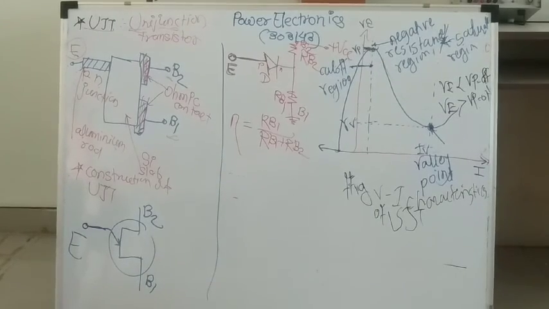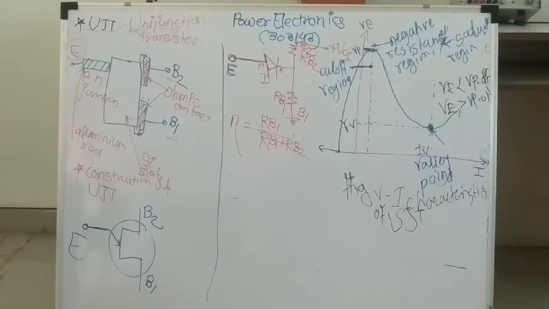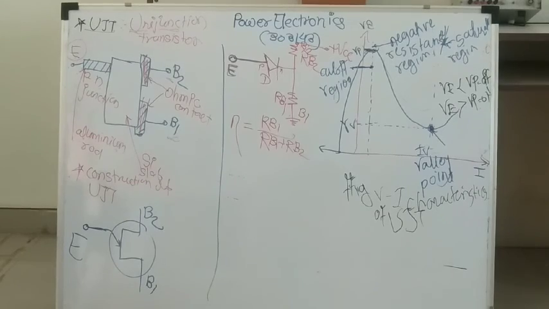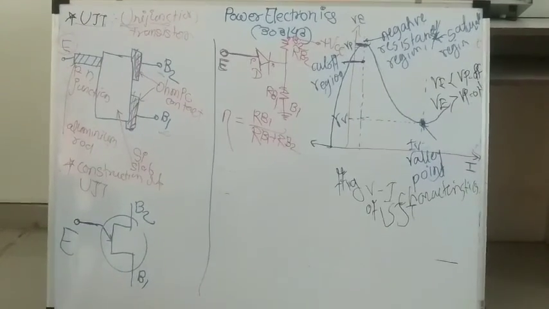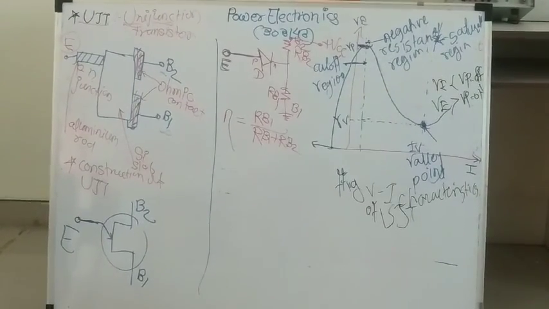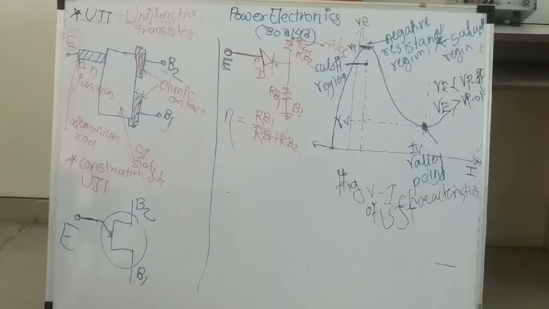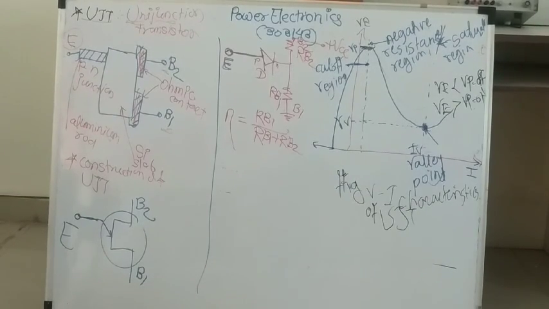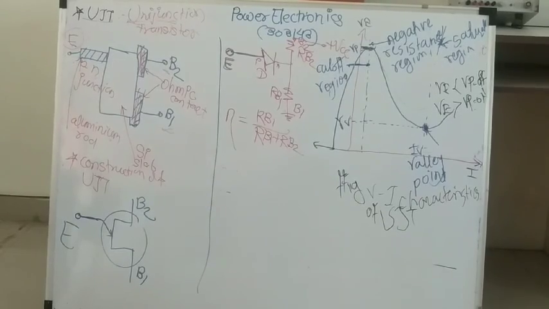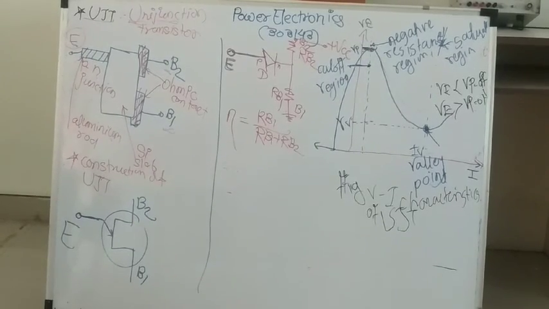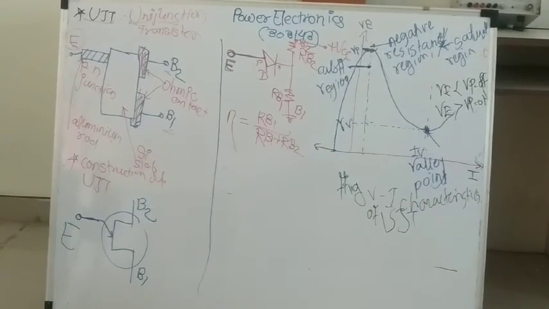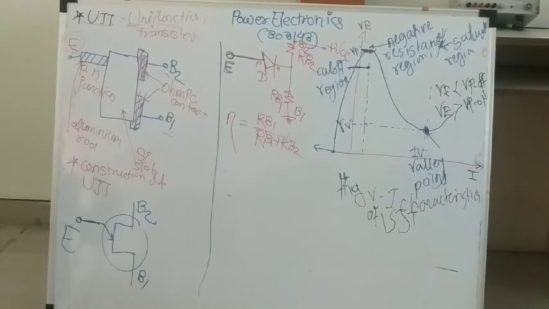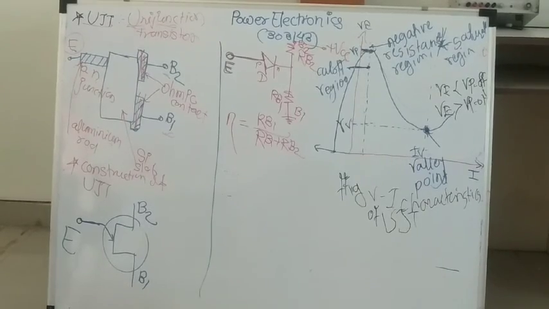Now, in the next lecture, we learn the PUT, that is the Programmable Unijunction Transistor. In PUT, flexibility increases. So in the next lecture we cover the PUT, that is the programmable unijunction transistor.